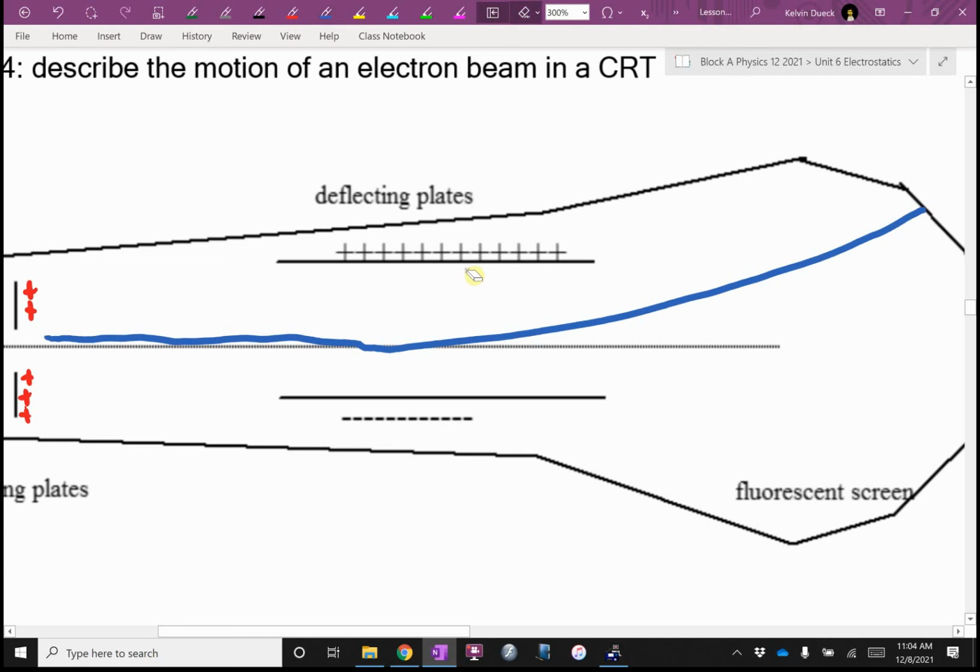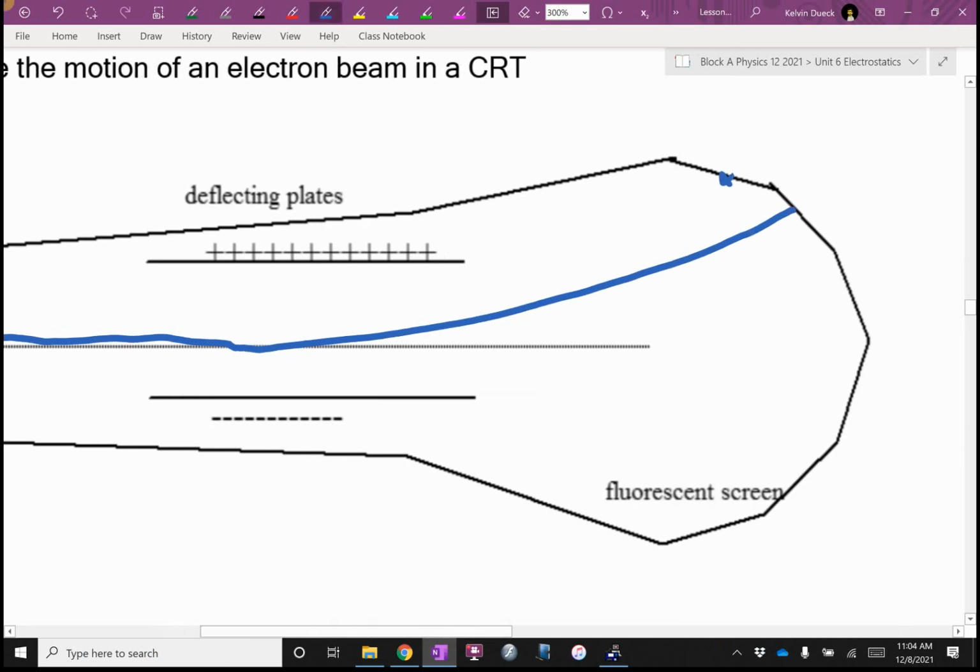What if we make this voltage even stronger? Could hit right there. What if we make the voltage weaker? What if we flip the voltage? Basically, we can put an electron wherever we want.